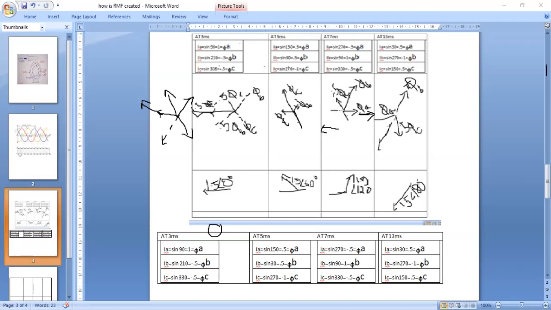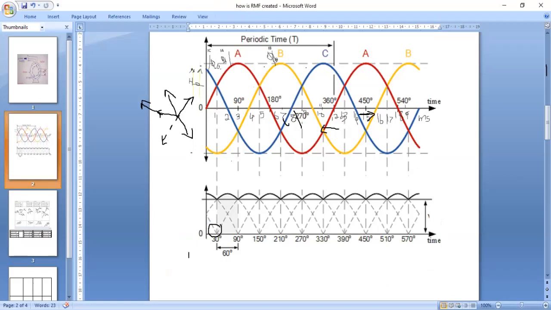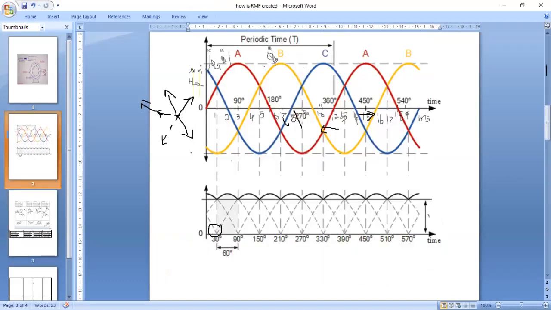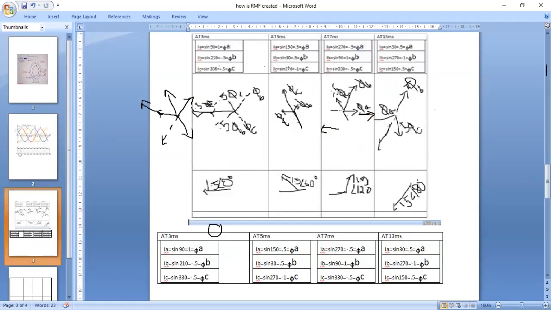So let us take another instant. Earlier it was 7 milliseconds, so now we have taken 13 milliseconds. At 13 milliseconds, what would be the nature if we have to infer? We can identify that phase A is at its negative maximum peak, and phases B and C are at 270 degrees and 150 degrees. Correspondingly, we have drawn the phasor diagram.